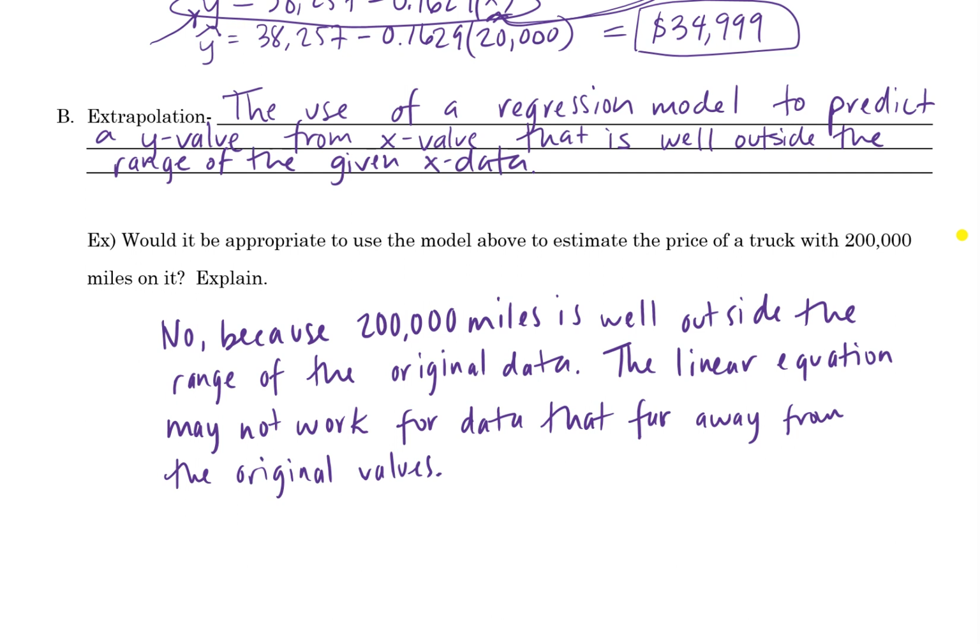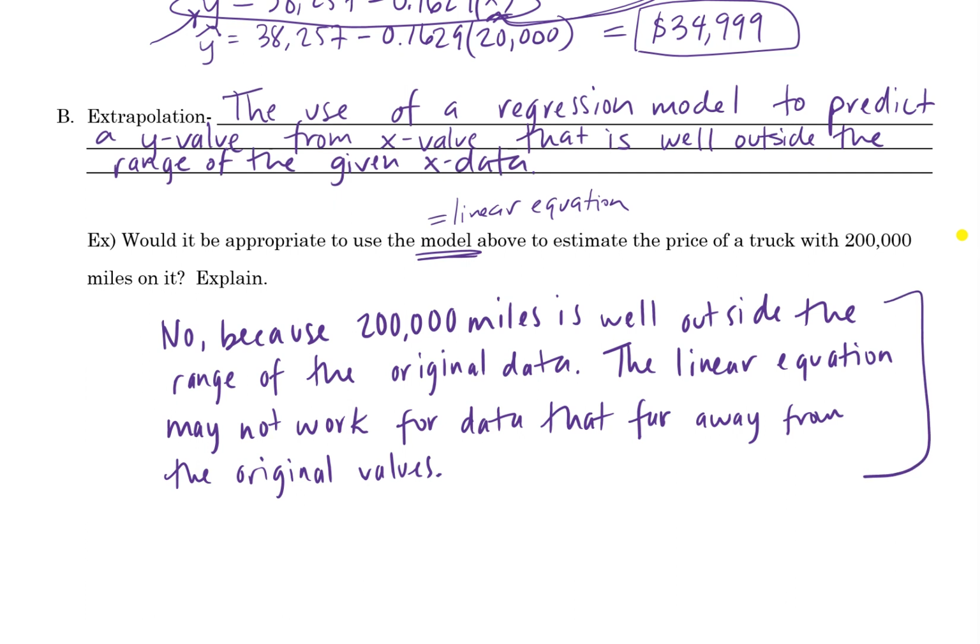That's all you're saying. By the way, model is also another word for linear regression, or linear equation. So whenever they say, hey, does the model look good? Does the model work? They're saying, how's that line looking? Is it pretty in between most of those points? Is the equation a good one to represent the data? So would it be appropriate to use the linear equation to estimate the price of a truck with 200,000 miles? No, because 200,000 miles is outside of the range of the data. The linear equation may not work for data that far away.